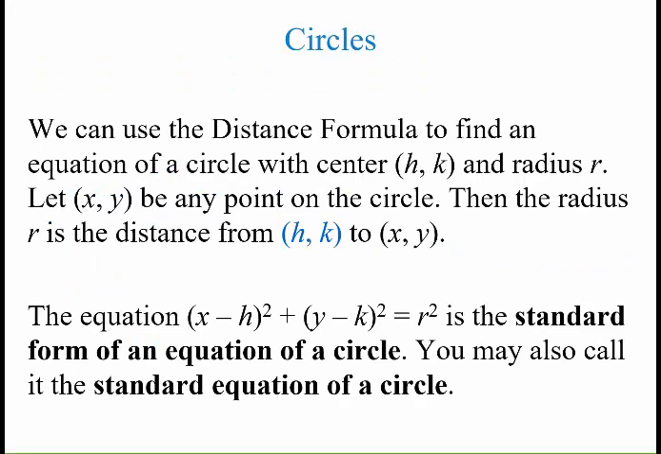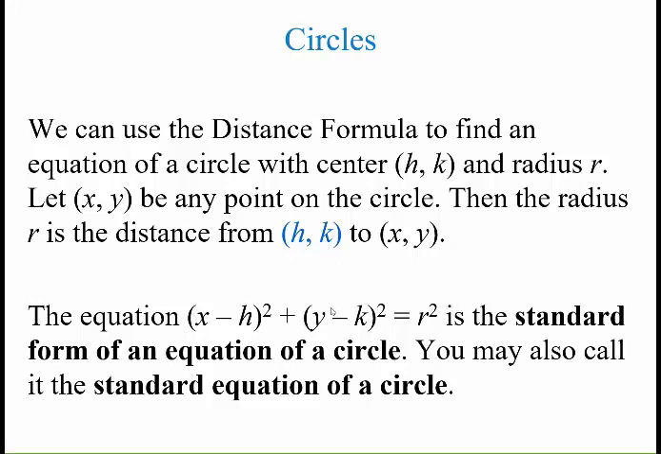So we can use the distance formula to find an equation of a circle with center (h, k). So h is the x value, k is the y value, and radius r. All right, so let (x, y) be any point on the circle. Then the radius r is the distance basically from (h, k), which is the center, to that any point (x, y). So the equation (x - h)^2, notice that the h is the x value, plus (y - k)^2 is equal to r^2, is what we call the standard form of an equation of a circle.